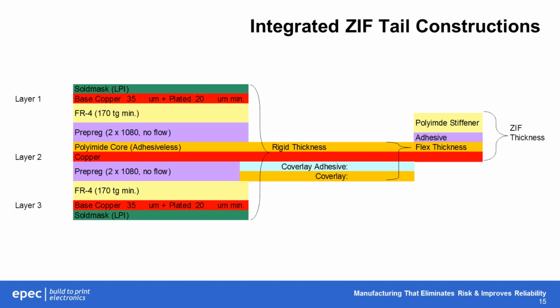So here's an example of a very straightforward 3-layer integrated ZIF tail construction. And as you can see, the ZIF tail that extends off to the right does have the additional polyimide stiffener required to achieve the specific thickness in the ZIF finger contact area that is required by the ZIF connector. This configuration can also be combined with multiple layers of flex, 2, 3, 4 would be about the practical limit because it then becomes difficult to meet the ZIF thickness requirement. But we typically see it in 1 and 2 layer of flex configurations.